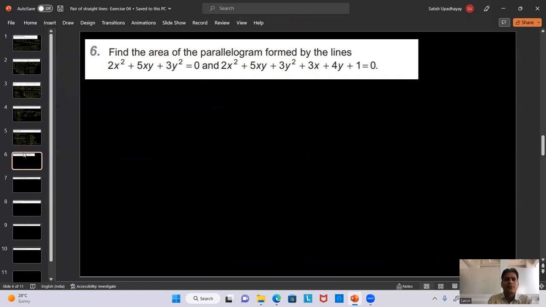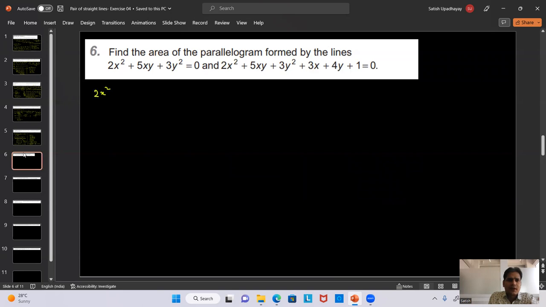Find the area of the parallelogram formed by these lines. Okay, so the first equation is giving us a pair of straight lines. The second equation is also giving us a pair of straight lines. So basically we have 4 lines, and we have to find the area of the parallelogram formed by those 4 lines. So what we can do is first get the equations of the 4 lines which are forming this parallelogram.